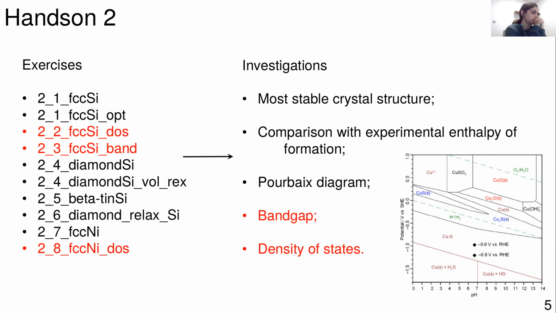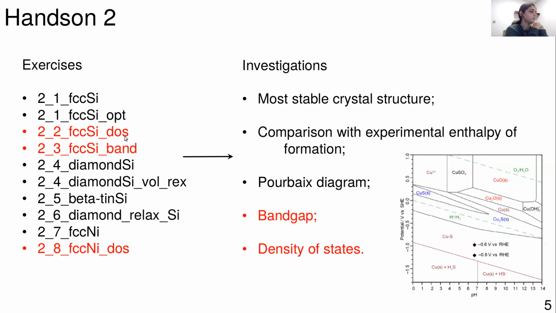So what we will do in this exercise is basically optimize the bulk for silicon, diamond silicon, then beta-tin silicon, which are just different crystallographic structures of silicon, plus nickel, FCC nickel. And on top of this optimization, you will also calculate electronic properties. DOS stands for density of states, and band means the band structure. And in order to do the latter, you need to do the previous one, because remember that you calculate the electronic structure after you have optimized the bulk.